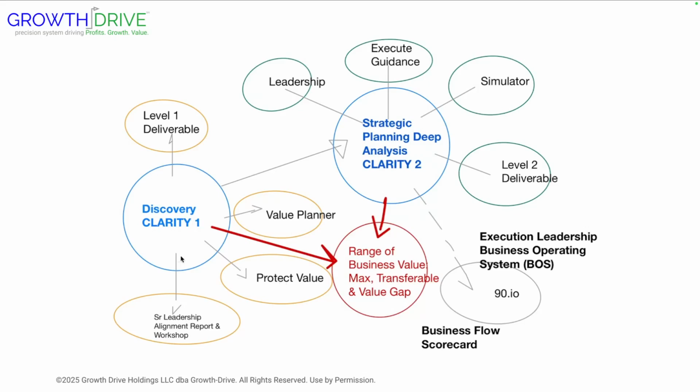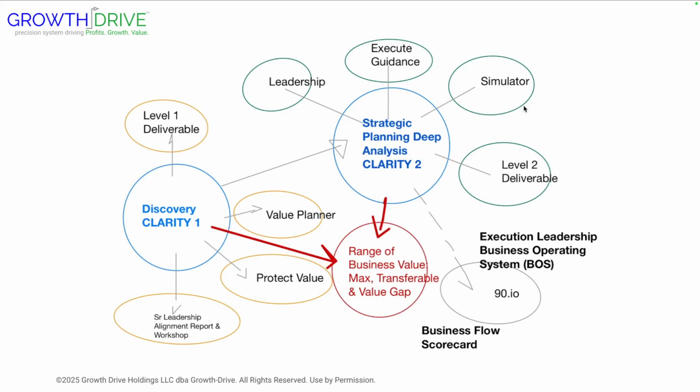Okay, so Discovery Level 1, we've got all this great. We go to Level 2, the deep analysis. If you've ever been in there, people seem to like it. Then we have the leadership module. How do we allocate accountability? Execute Guidance: what are we going to do to move the business forward?